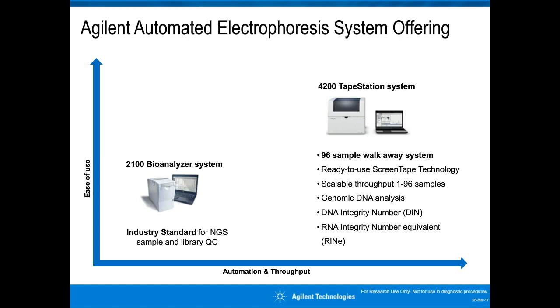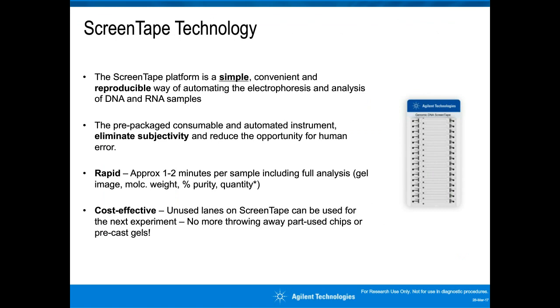What does ScreenTape technology mean and what are the advantages? ScreenTape devices are credit card-sized consumables that are available for DNA and RNA samples in a variety of different size and concentration ranges. They are ready to go and allow the analysis of up to 16 samples, as there are 16 independent gel lanes. The ScreenTape platform is a simple, convenient and reproducible way of automating the electrophoresis and analysis of samples.